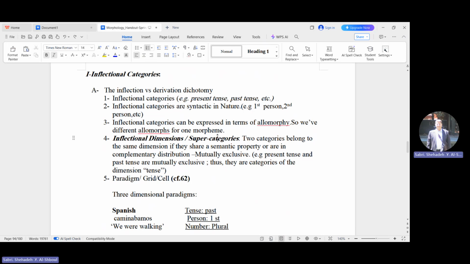This does not apply to derivation because in derivation we do not have any allomorphy pattern. So we have creator, we have teacher, or er. We cannot say that they are allomorphs of a certain morpheme. So we have to be careful when we make a distinction between inflection and derivation. We should bear in mind that inflectional markers are expressed via allomorphy, while derivational markers are not expressed via allomorphy.